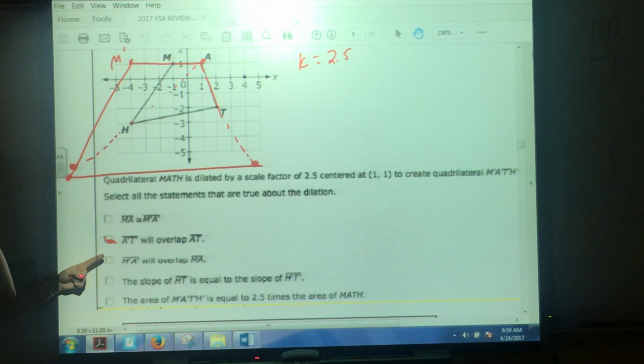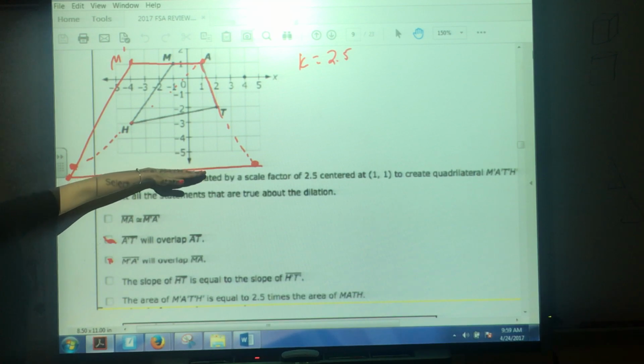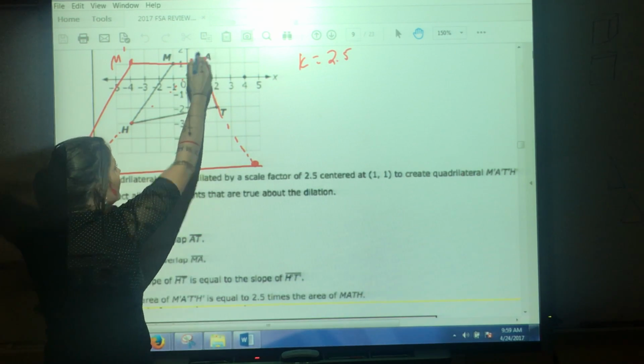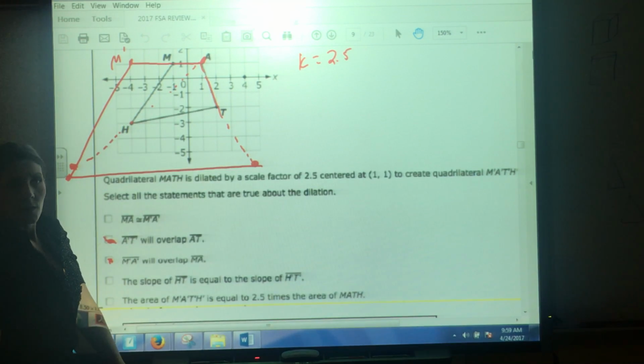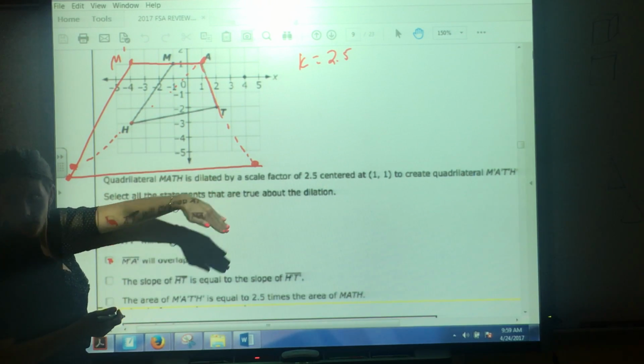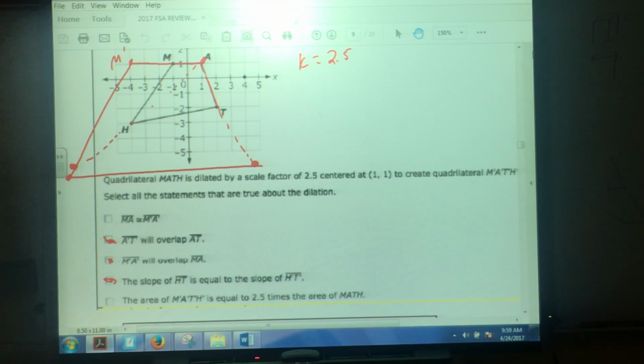Will MA prime overlap MA? Yes. Is the slope of HT equal to the slope of this? Yes. Absolutely. Guys, remember, this is our center. This creates parallel lines. If the center of dilation is not on the line, then it creates parallel lines. If it is, then they're going to overlap. So yes, this is true. That means they're parallel. This is something I want to talk about real quick. The area of this, the new figure, is equal to 2.5 times the area of the original.